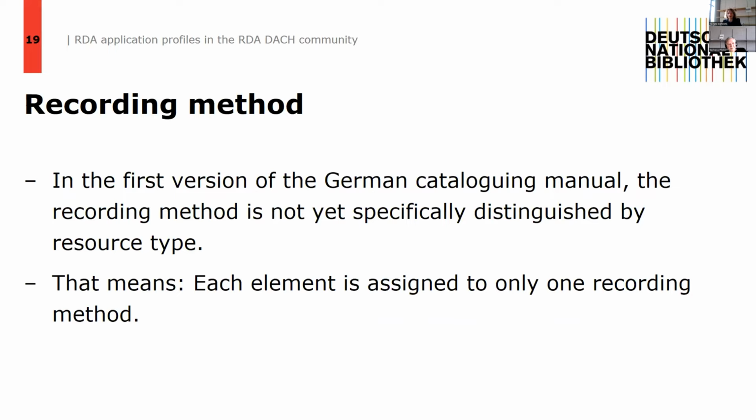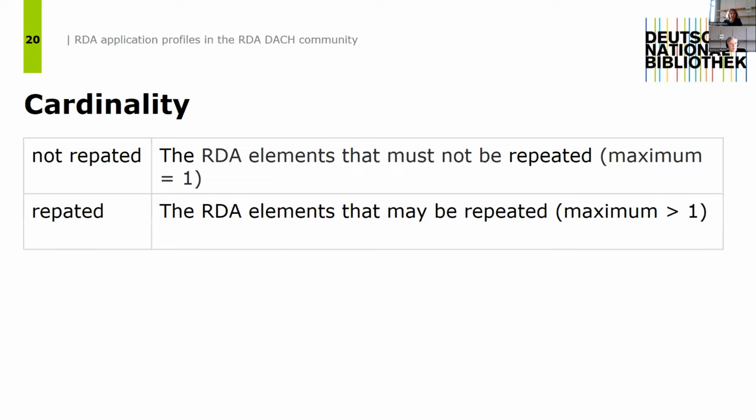Recording methods are something that came new with the new RDA Toolkit. And in the first version of the German cataloging manual, we will not distinguish by the recording methods. These will come in a further step. So for the time being, each element is assigned to only one recording method, that means the recording method that we are using so far. For the cardinality, that was easy. An element is repeatable or it is not.